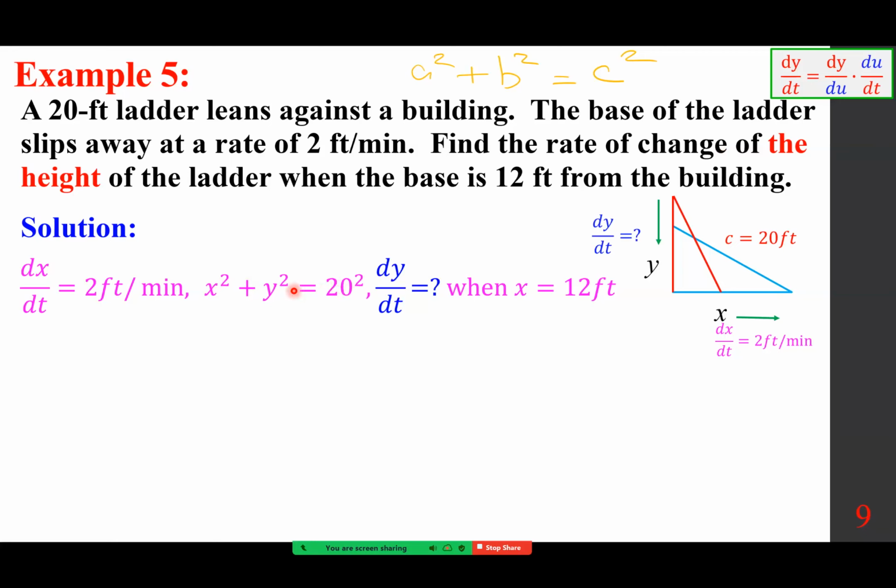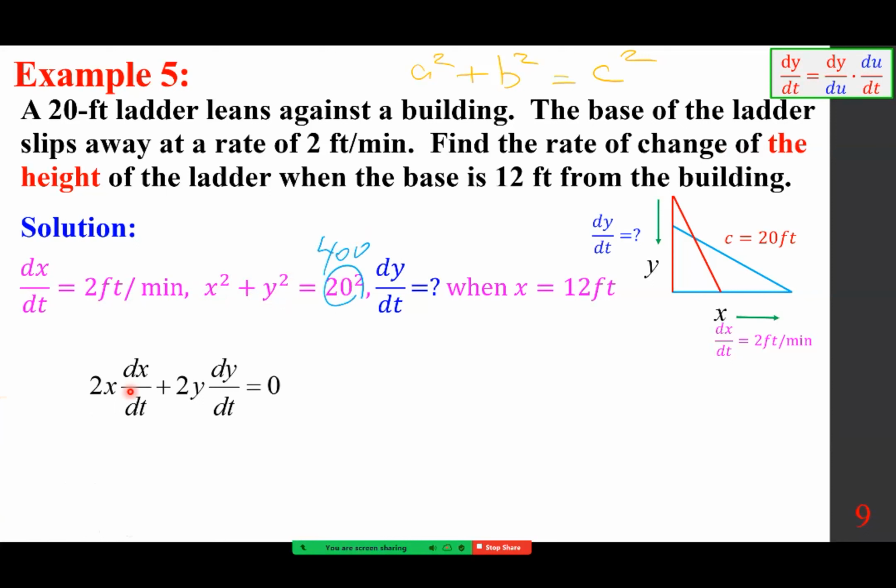We are going to differentiate this with respect to t. So this becomes 2x dx/dt. This one, 2y dy/dt, any number. This is 400, everybody. But it makes no difference. Any number results in 0.